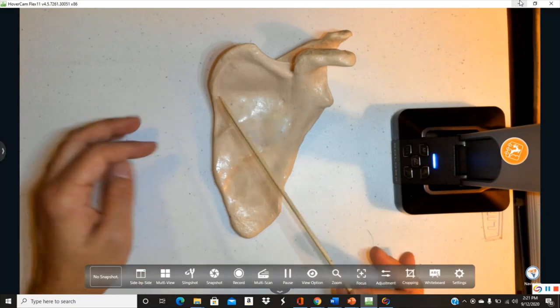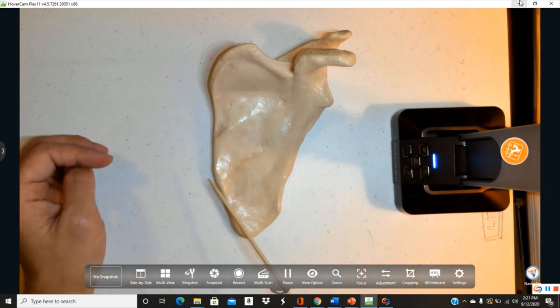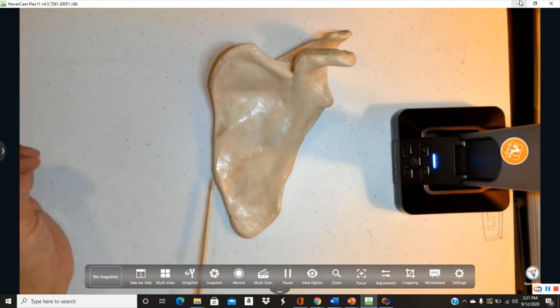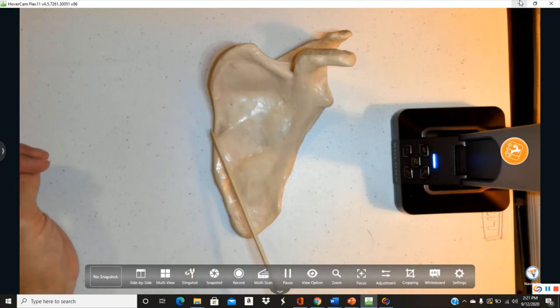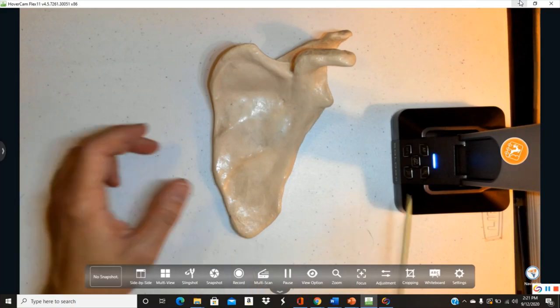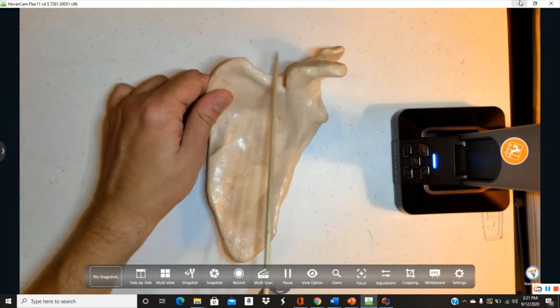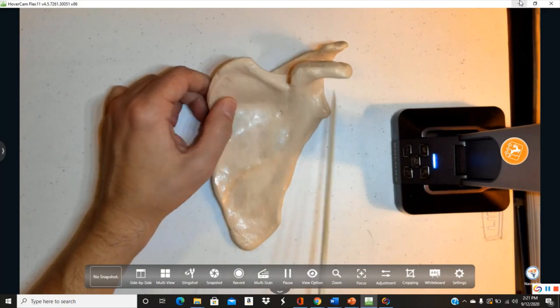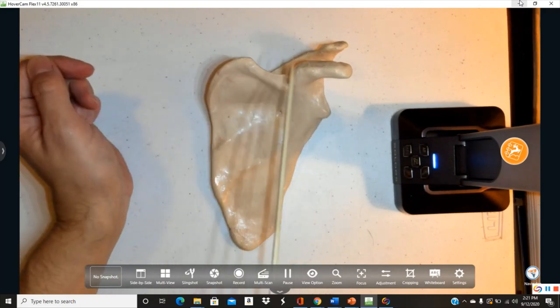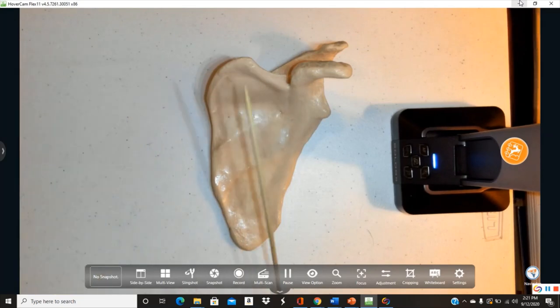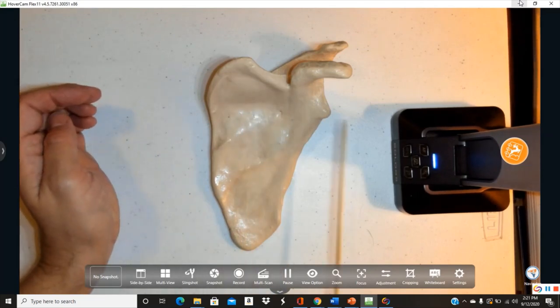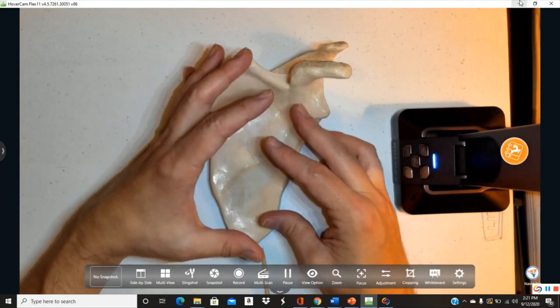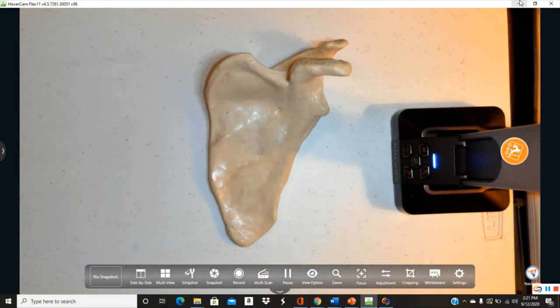The medial border, which goes this way, faces towards the vertebral column, the spinal column, your vertebrae, so we call this the vertebral border as well. Then this portion right here is the superior border. So lateral border, medial border, superior border, forming this three-sided part of the blade of the scapula, the body of the scapula.